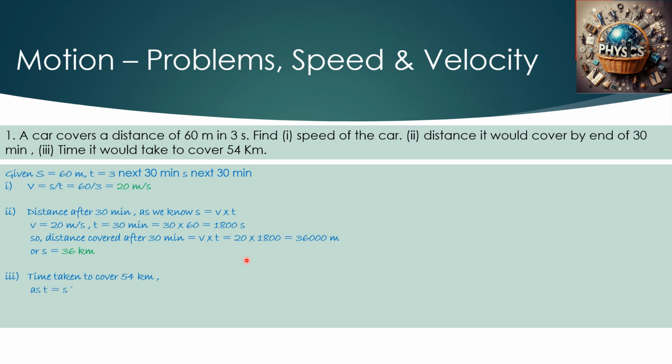obviously we need to convert 54 kilometers into meters in the SI unit, and the speed is already known in this case, which is nothing but 20 meters per second. So we get time is equal to 54,000 meters by 20, because t equals s by v. S is the distance and v is the speed. So we get 2700 seconds by which it would actually cover 54 kilometers. So that's our answer.